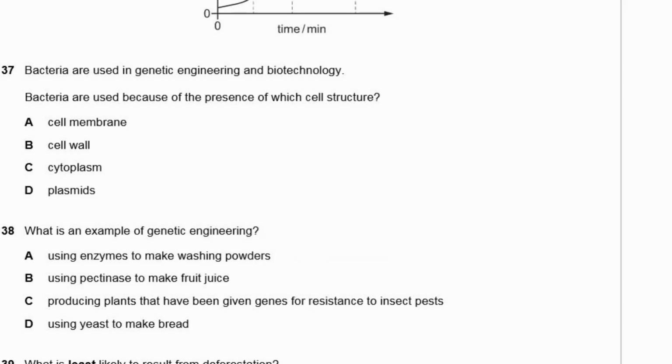Question 37. Bacteria are used in genetic engineering and biotechnology. Bacteria are used because of the presence of which cell structure? Is it because they have a cell membrane? No, all cells have a cell membrane. Cell wall? No, they have cell walls, but that's not why they're being used. Cytoplasm? No, all cells really have cytoplasm. And plasmids? Yes, bacteria have these simple little circles of DNA that are easy to manipulate and easy to work with. So the answer is D.